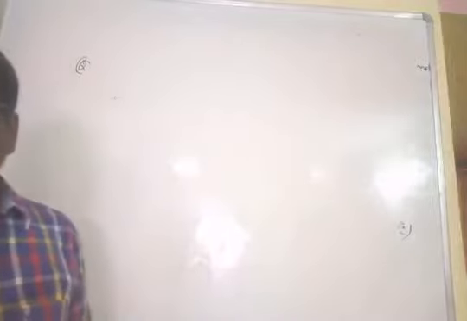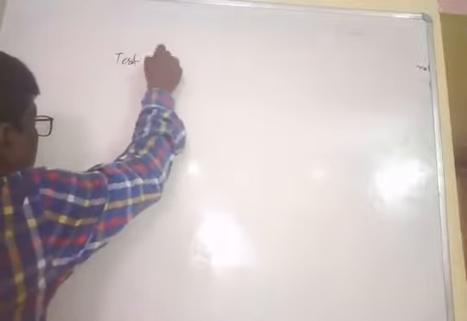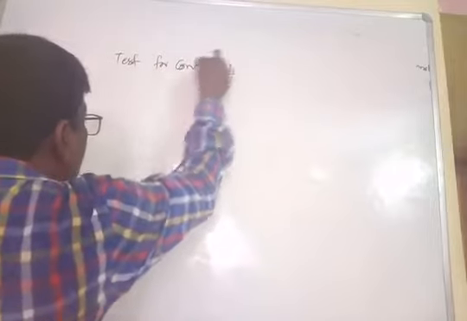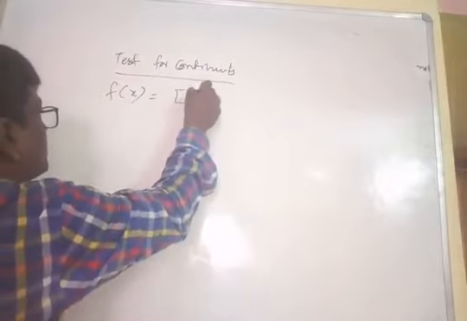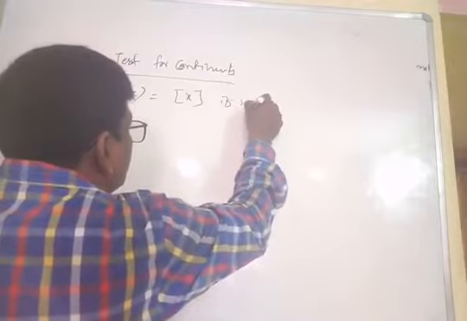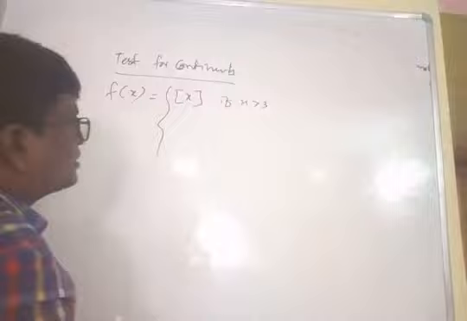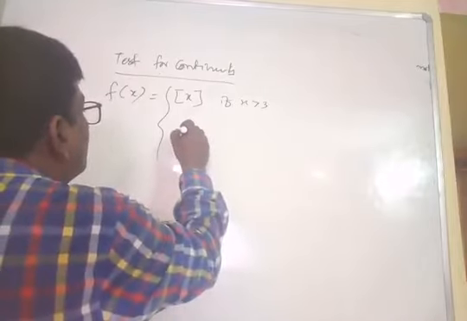And another question. Test for continuity. f of x is equal to bracketed x if x is greater than 3, 2x minus 1 if x is greater than 4.